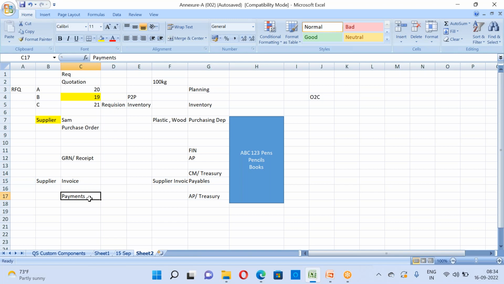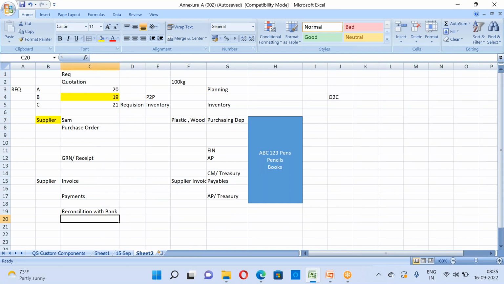Once you are done with your payment, at the month end, or at least at the end of the day, you would reconcile, right? I mean, whether the same amount has been paid from my bank or not. I need to tie up my balances. Whatever balance I maintain in my application should match with your bank. That is where you do reconciliation with the bank. Okay.